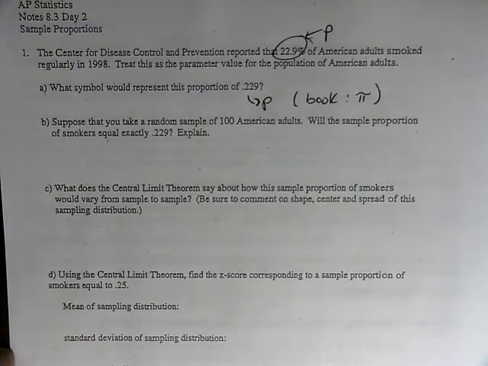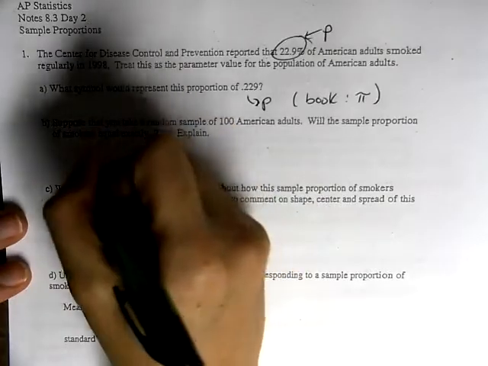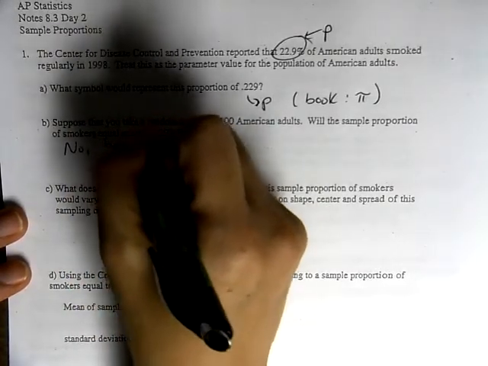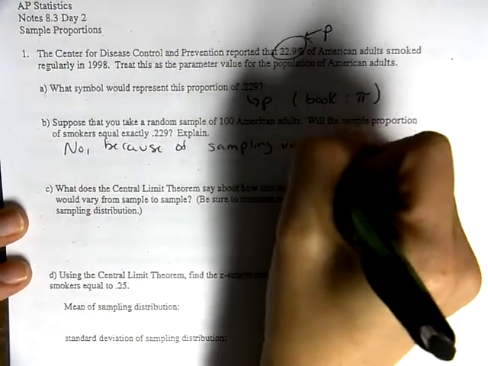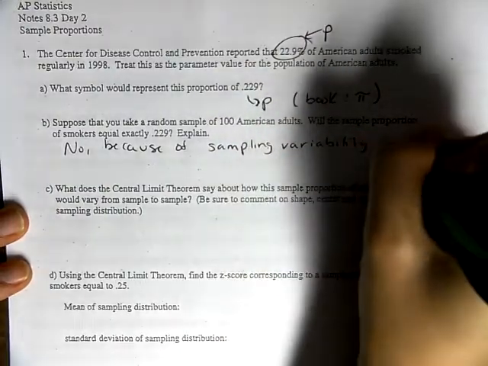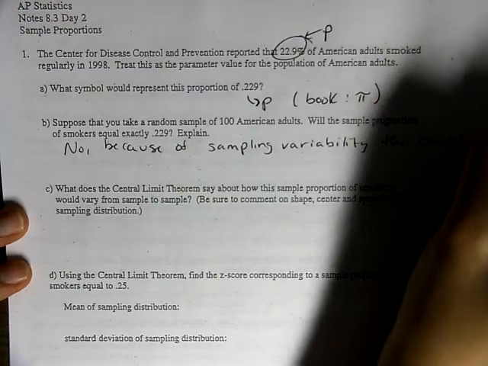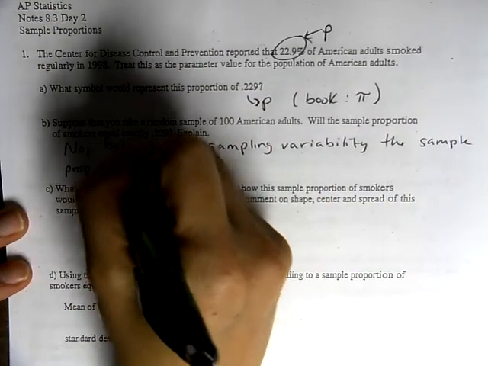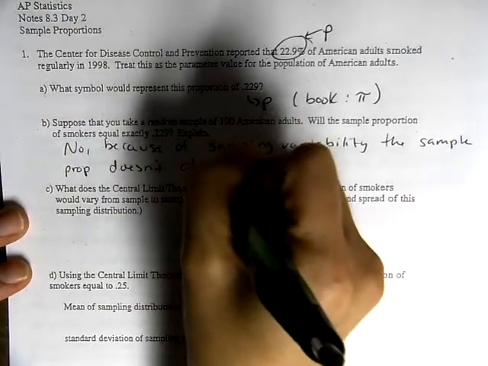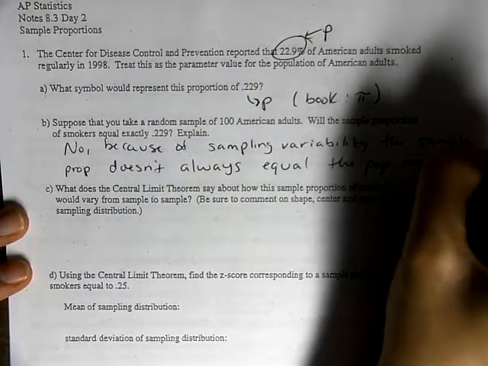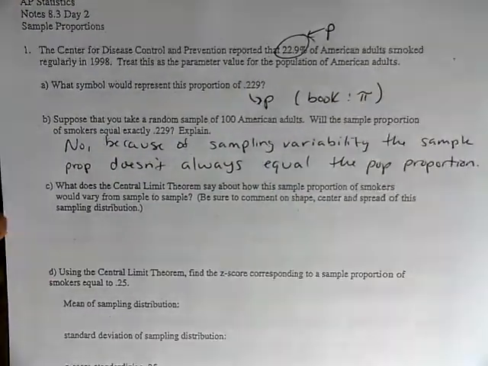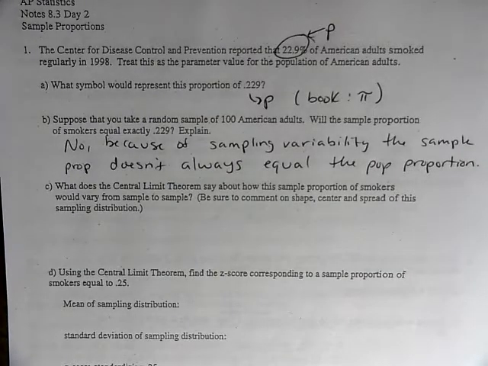Suppose you take a random sample of 100 American adults. Will the sample proportion of smokers equal exactly 0.229? No, because of sampling variability, the sample proportion doesn't always equal the population proportion. And usually every year somebody points out that you can't have 0.9 of a person if you have 100 people.